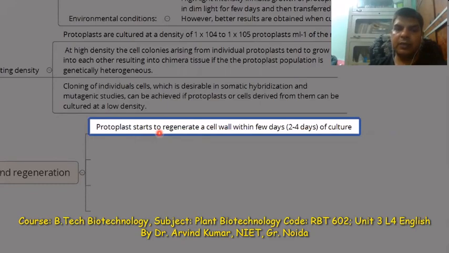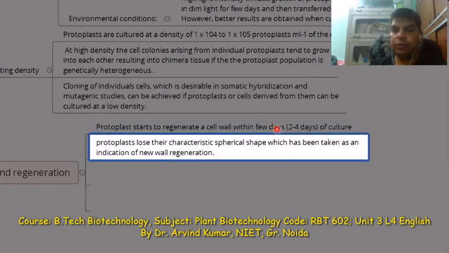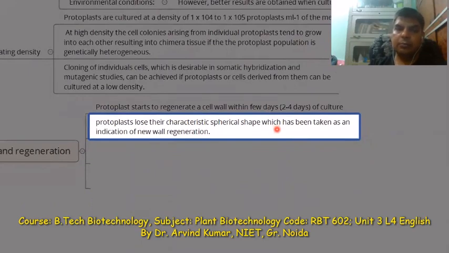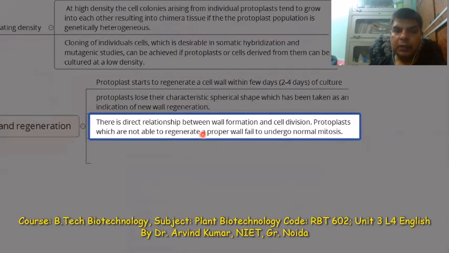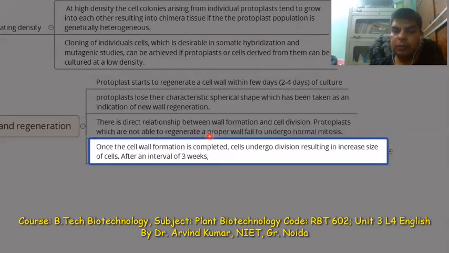So we will find that protoplasts regenerate a cell wall within a few days, like 2 to 4 days of culturing. And protoplasts lose their characteristic spherical shape, which has been taken as an indication of new wall generation. There is a direct relationship between wall formation and cell division. Protoplasts which are not able to regenerate a proper cell wall will fail to undergo normal mitosis.